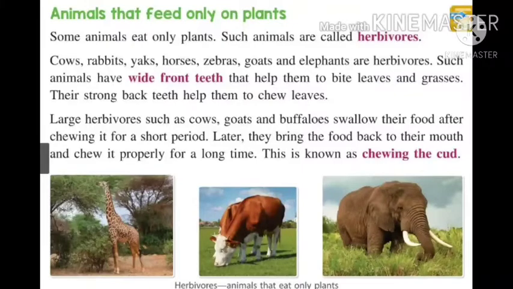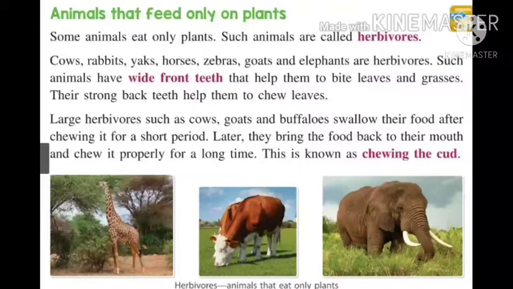Now if I ask you to give some examples of herbivores, easily you can give examples like cows, goats, sheep, elephants, zebras. So these are all herbivores. Which kind of teeth do they have? They have wide front teeth, which means their front teeth are very wide, and it helps them to cut the leaves or the grasses. And they also have flat and strong back teeth, which help them to chew the leaves or the grasses.